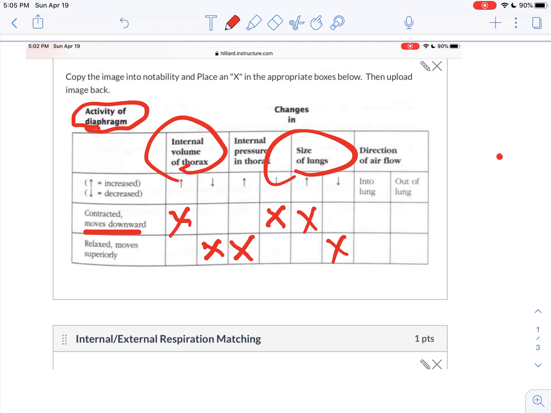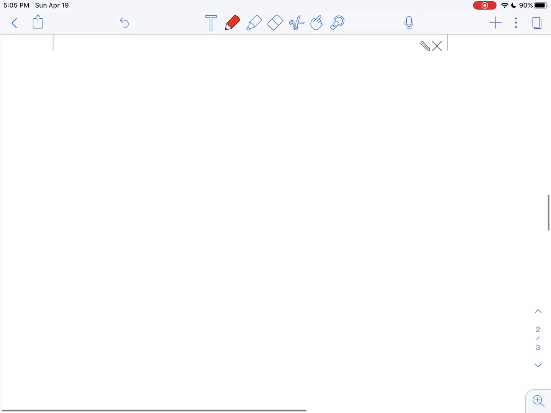Airflow. When the diaphragm contracts, air is going to flow into the lungs because the pressure is decreased. When the pressure is lower than atmospheric pressure, air is going to go in. When it's relaxed, air is going to go out because the pressure increases over atmospheric, and the air is then going to flow out. Okay?